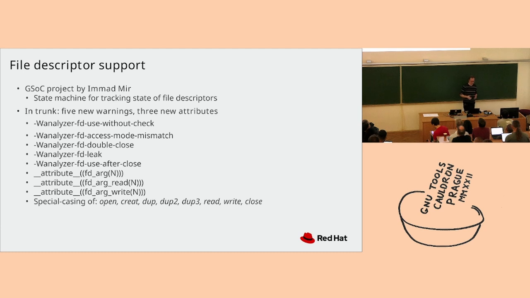So my other Summer of Code student, how am I doing for time here, Imad Mir, has been looking at file descriptor APIs, and he's added 5 new warnings that are in trunk and 3 new attributes, so you can mark up functions to say that a particular int parameter is in fact a file descriptor and expects an open, sane file descriptor, or maybe one that's open specifically for reading or for writing. He's also special-cased in the analyzer knowledge about the behavior of certain common functions, such as open, and the ones I show on the slide. He's currently working on pipe, and there's a bunch more in Bugzilla.